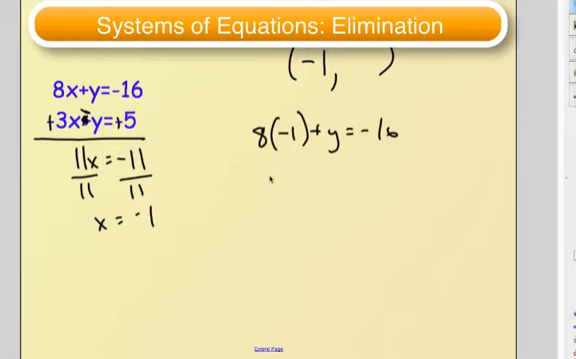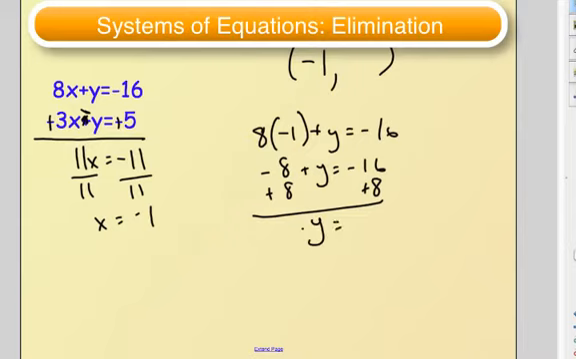I multiply these two out. I get negative 8 plus y equals negative 16. Add 8 to both sides. And I get the fact that y equals negative 8. And so that is my y value for that solution. So once again, here is my solution: negative 1 comma negative 8. And I have just found the coordinate point that will work for both of these equations. It's a pretty cool system that it works like that.